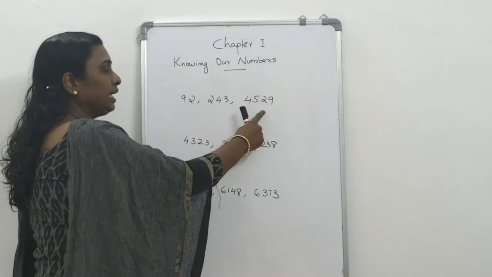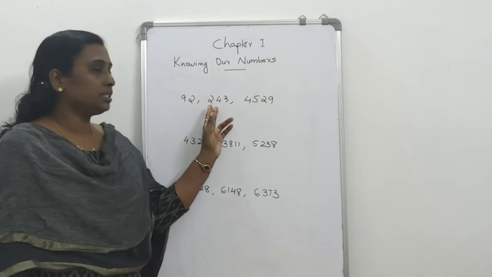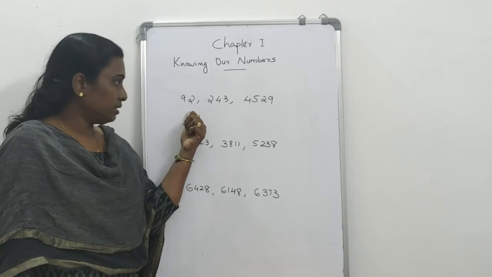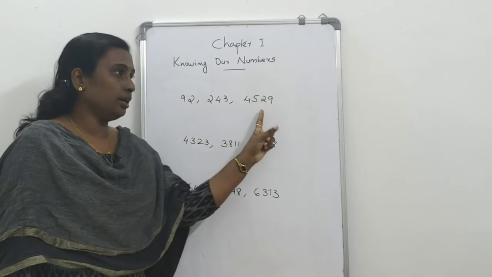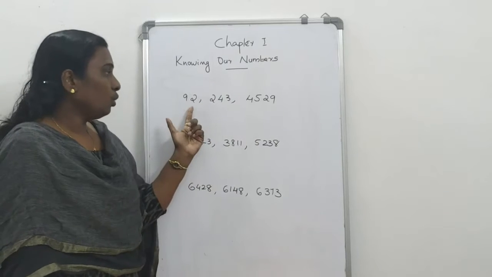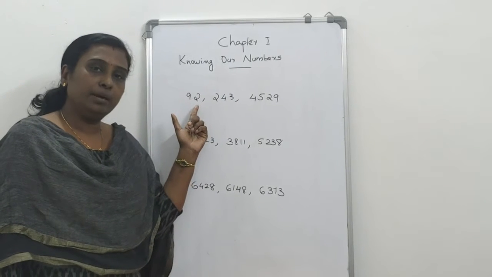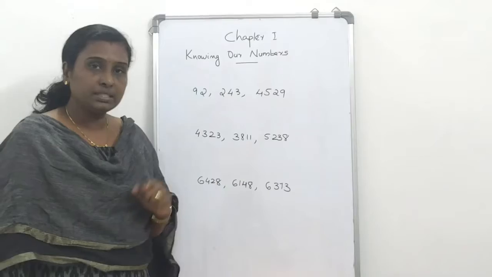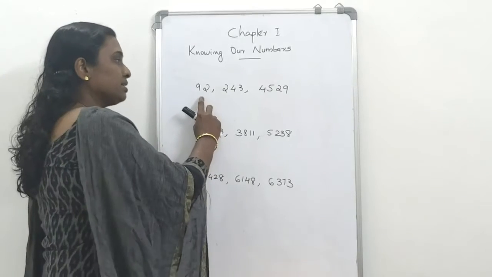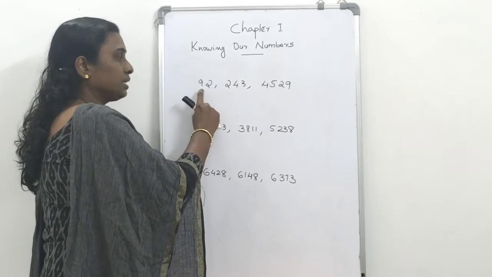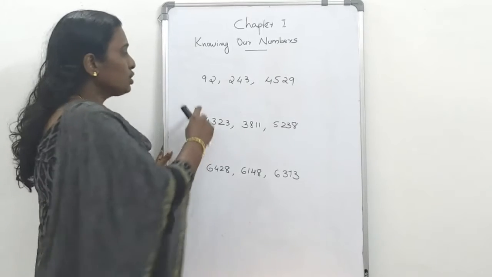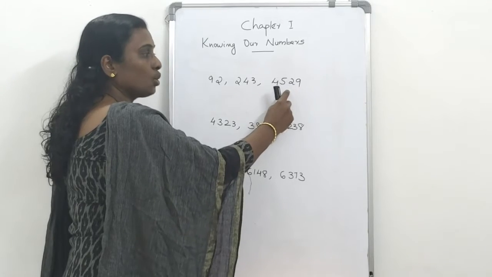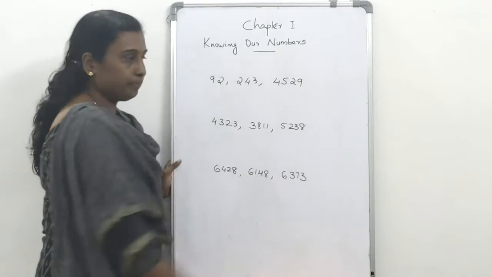See, here there are three numbers with a different number of digits. In this number there are 2 digits. In this number 3 digits. Here it is 4. So, a number with the least number of digits is the smallest number, and a number with more digits is the greatest number. In this case, the least number of digits is here. That is, in 92 there are 2 digits. So this is the smallest number. Here there are 4 digits. So this is the largest number.